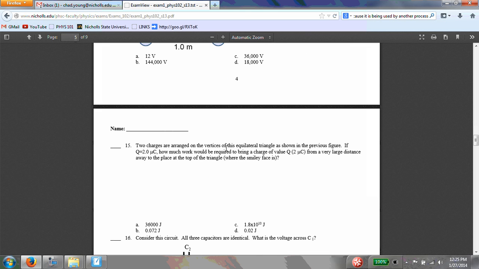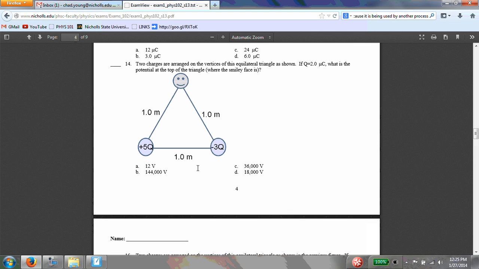Two charges are arranged on the vertices of the equilateral triangle shown in the previous figure. If Q equals 2 microcoulombs, how much work would it be to bring a charge of value Q from a very large distance away to the top of the triangle?